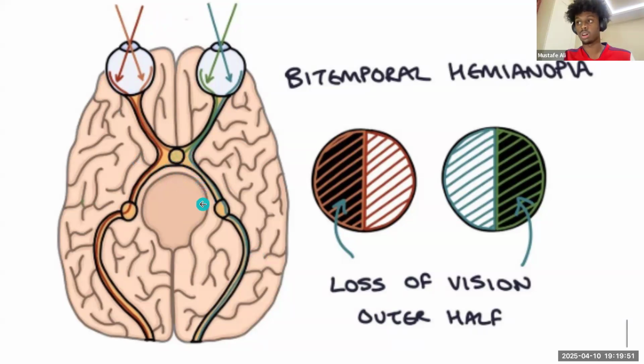So if there was a pituitary tumor and the optic chiasm was to be compressed, this vision wouldn't be affected. The only vision that would be affected is your peripheral vision or your temporal vision. And that is what happens in a bitemporal hemianopia.